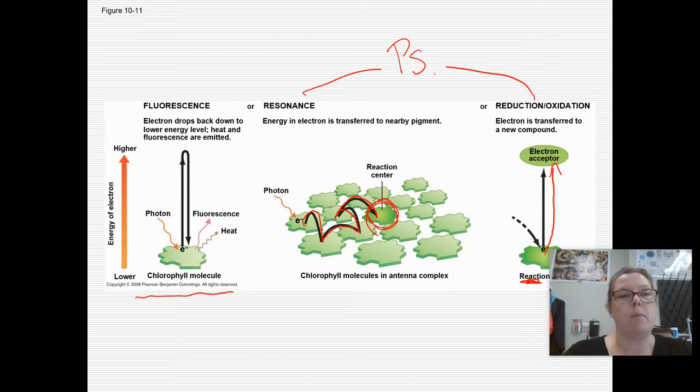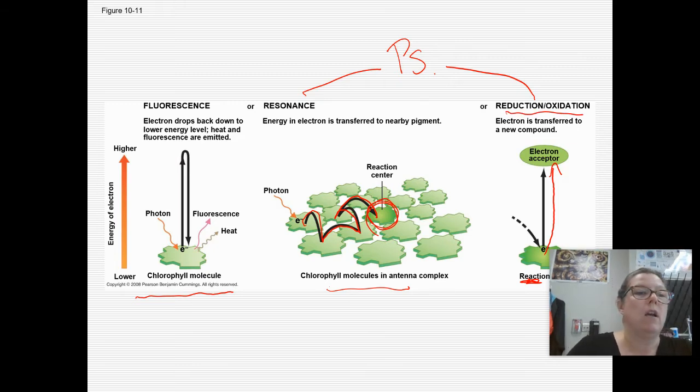But oftentimes in photosynthesis, you're going to see a little bit of this. You're going to see electron energy being transferred to neighboring pigment molecules. And once that energy resonates to that reaction center, that's where you're going to see the light reactions kicking off, and they kick off with this reduction and oxidation.